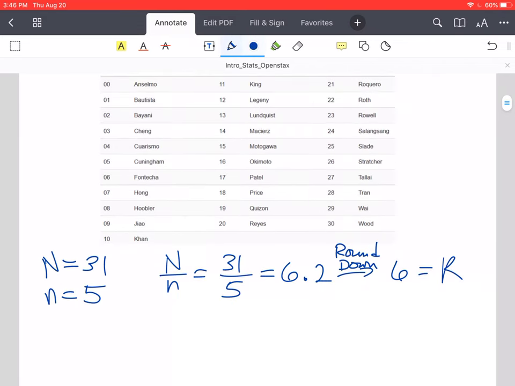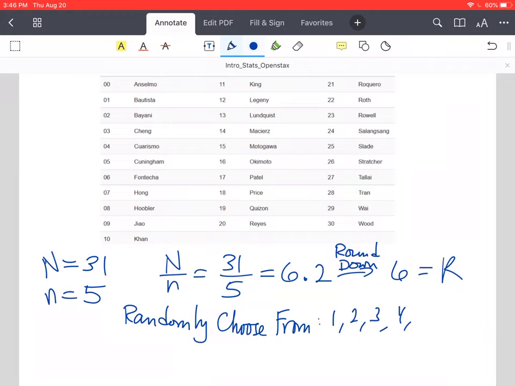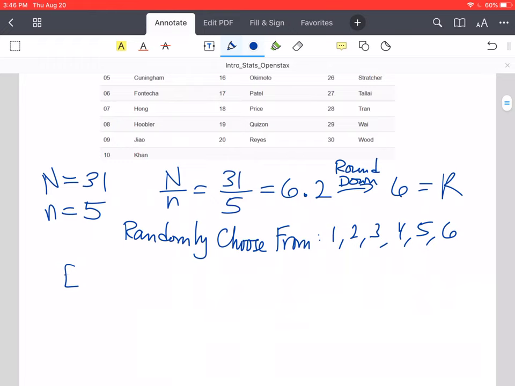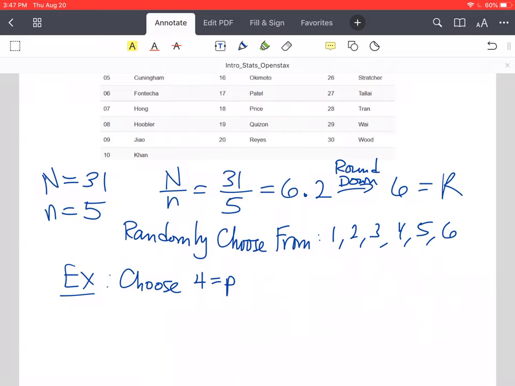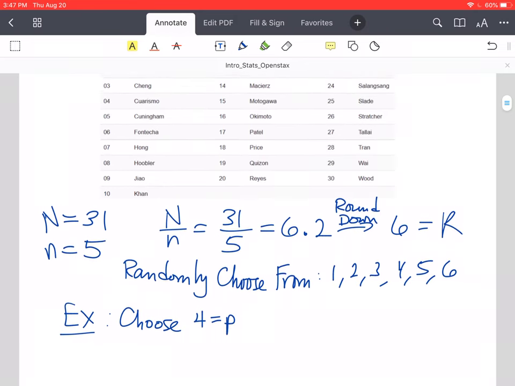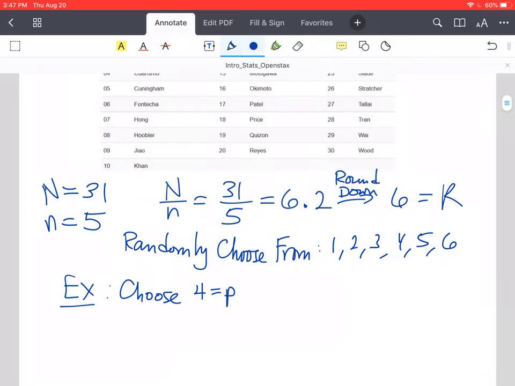So we're going to randomly choose from 1, 2, 3, 4, 5, and 6. It doesn't matter which one we pick, that's the whole point. So I'm going to just try, for example, choose 4. Okay, and that's our p. So I'm going to choose 4. So what that means is I'm going to pick the 4th person on the list.